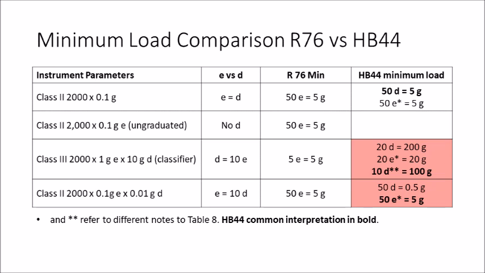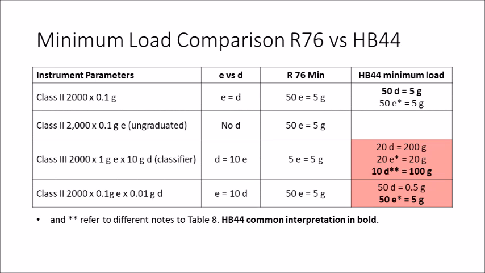R76 addresses a fourth case that got lost in translation in Handbook 44, and that is the ungraduated instrument. So here we have Class 2, 2000 by 0.1 gram E, ungraduated. Now notice it's 0.1 gram E because there are no Ds. It's ungraduated. R76 handles this in the body of the table, 50E for Class 2, with this size scale verification scale division, 5 gram minimum load.